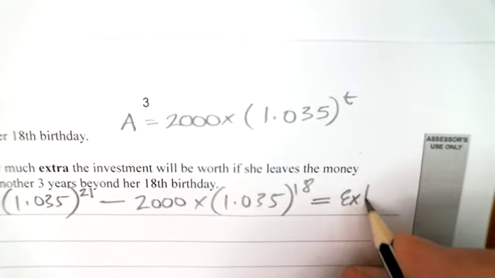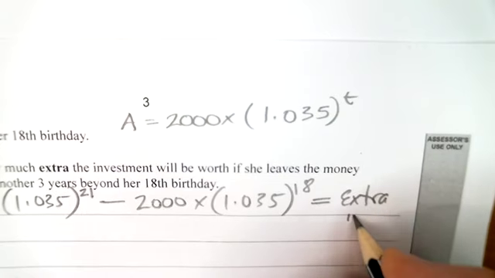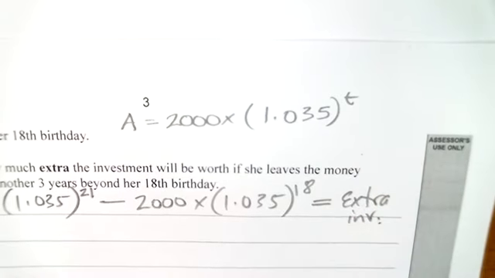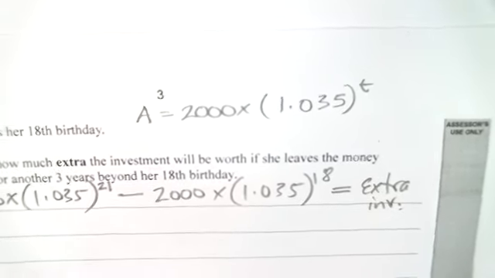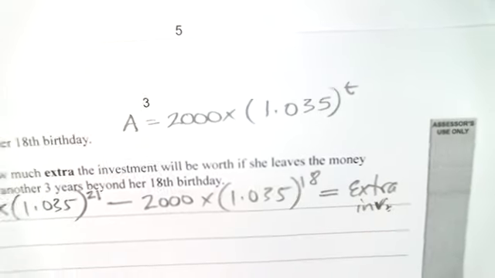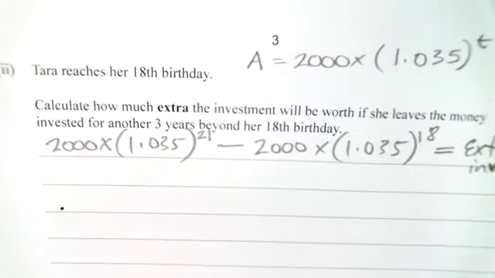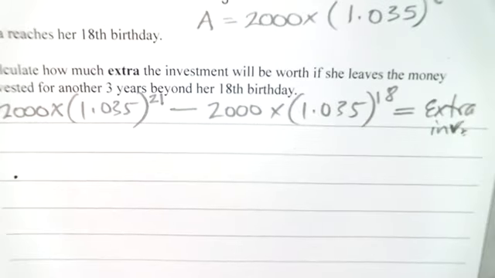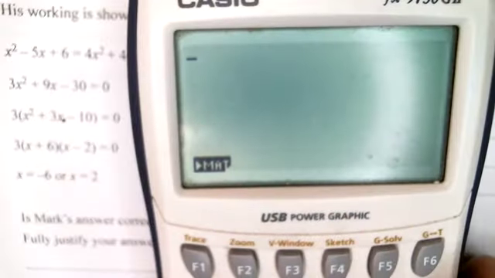I'll put extra investment in, INV dot. That's the extra investment. So let's just go ahead and do that. We can do the whole thing pretty much in just one go, straight into the calculator. Let's see how that plays out.